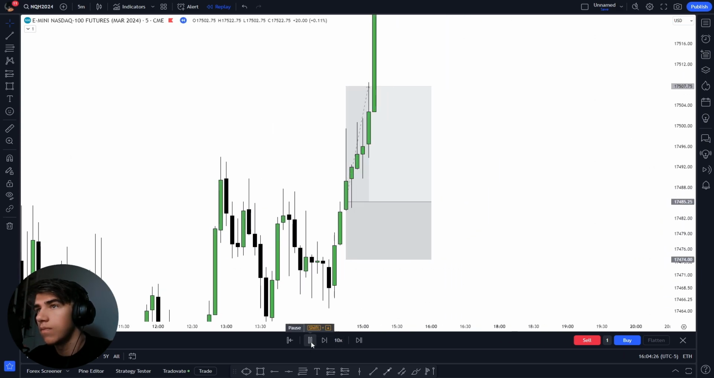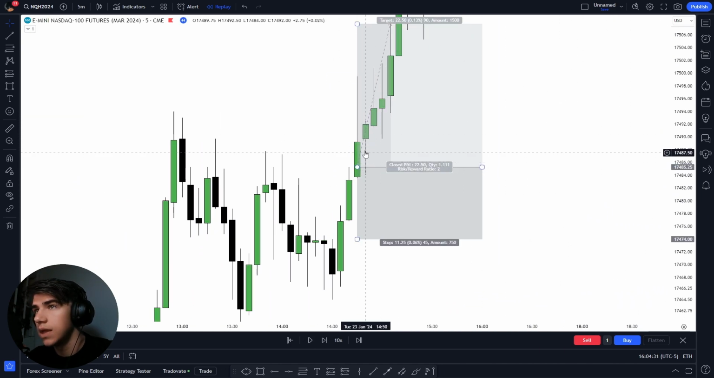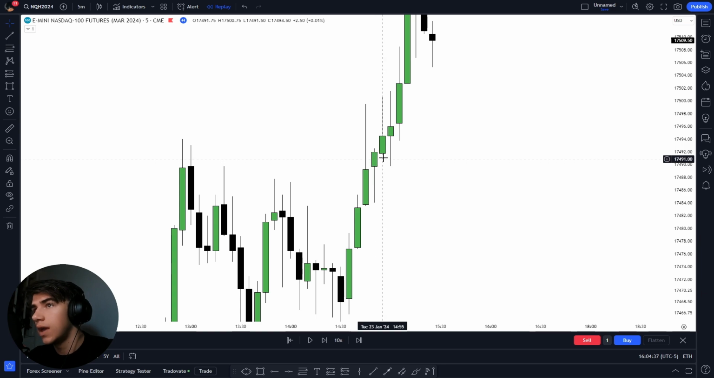Then we play it out, and it works beautifully, right? We come down, we have that immediate rebalance, then we move higher. We see it right after again, right? We have a candle here and here, then this candle immediately rebalances and moves higher.